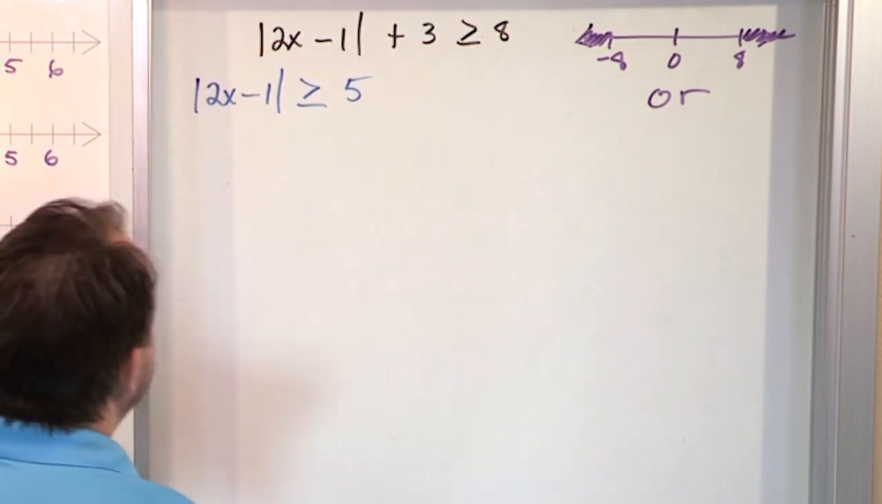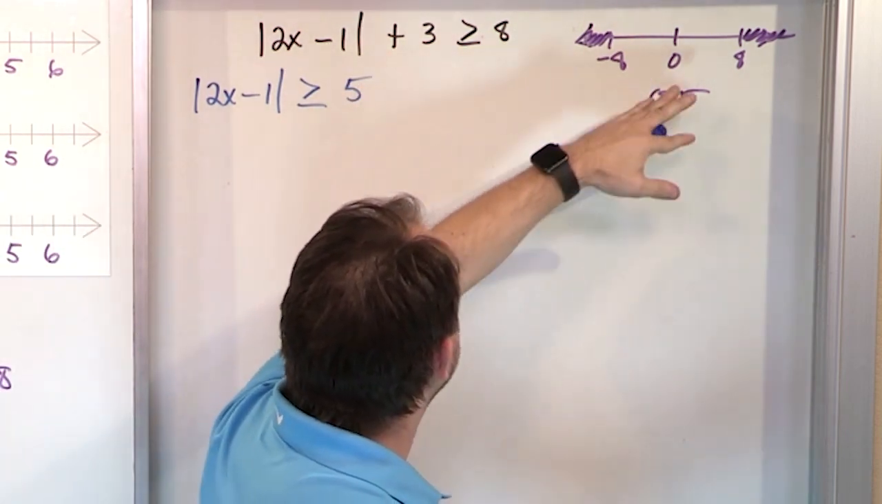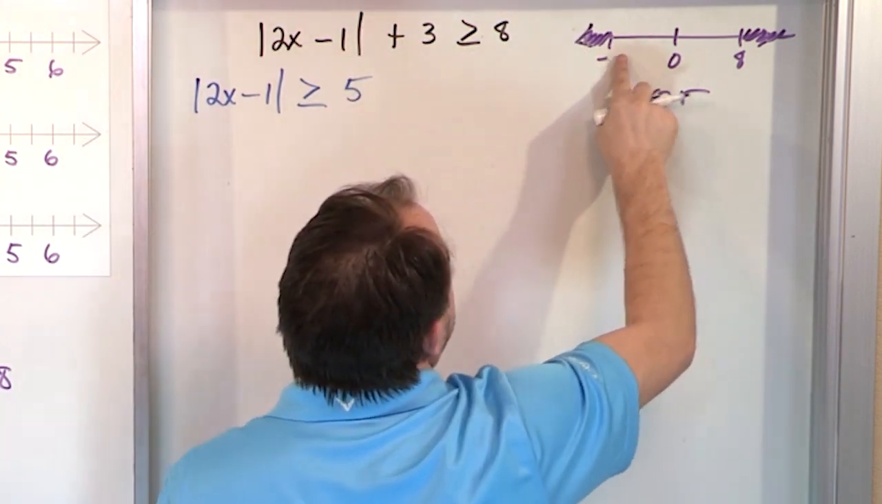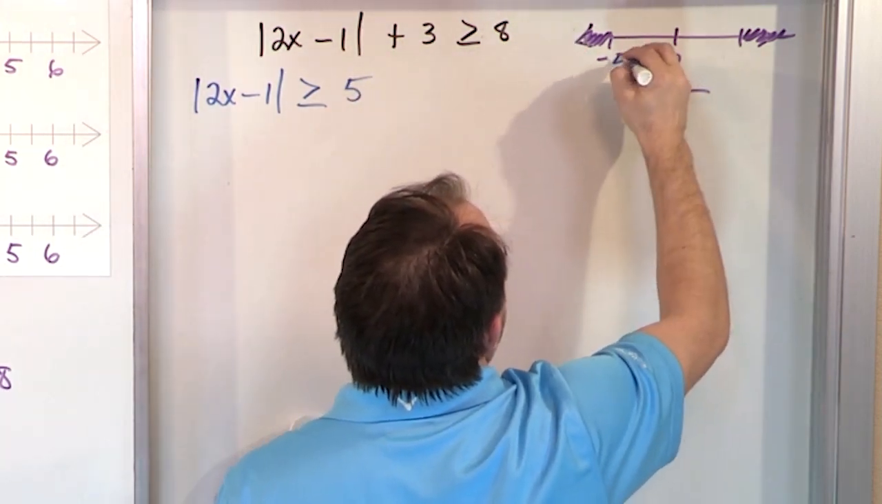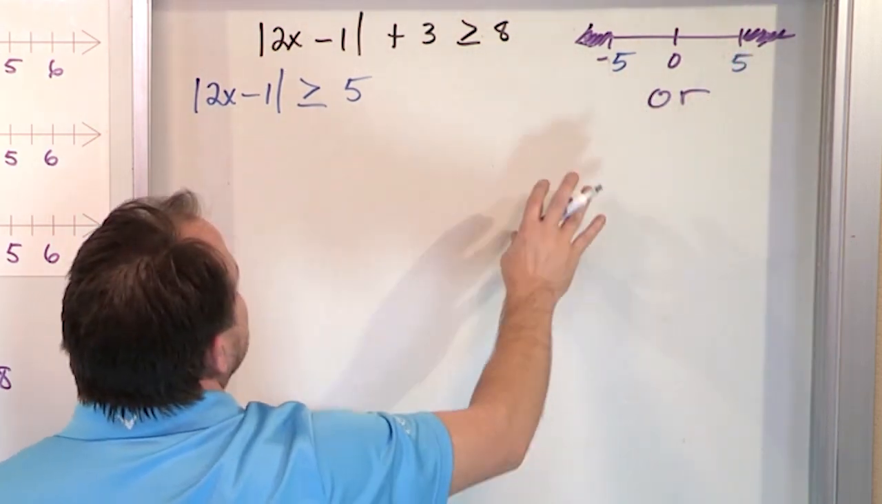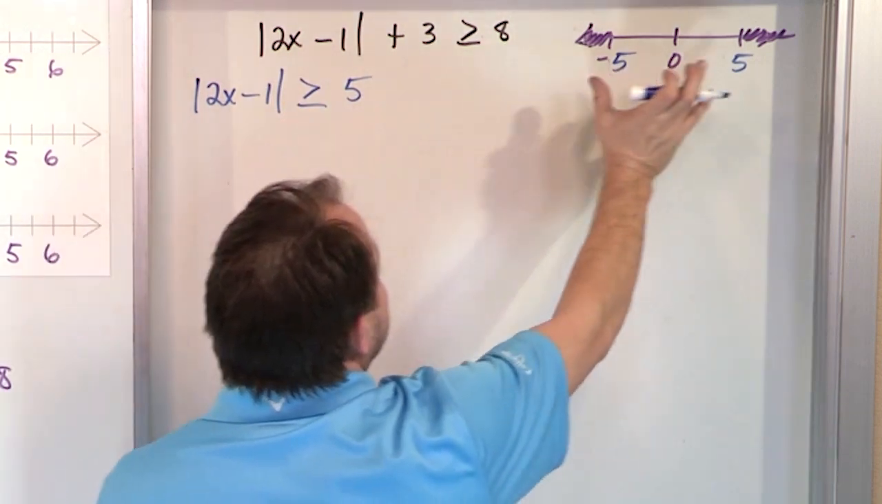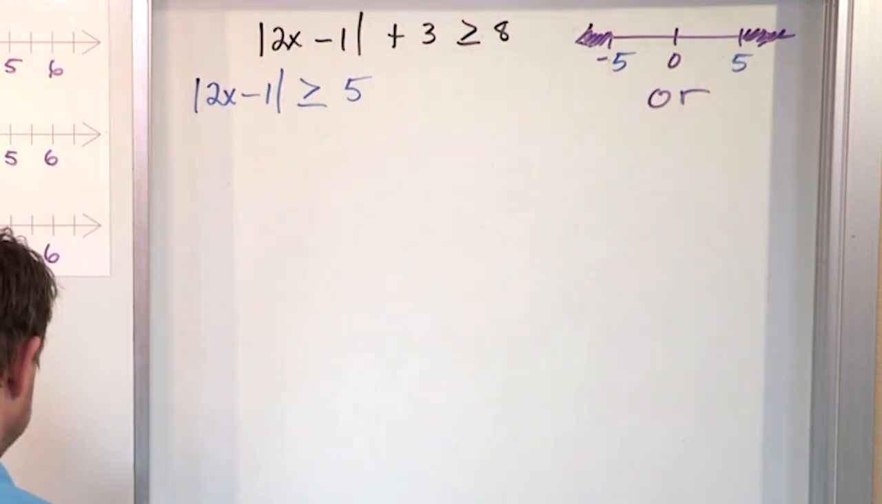And now, I could have done it another way. I could have ignored this and I could have said, just move the 3 over first and I can make this guy 5, negative 5, and positive 5. The point is, it's an OR type of situation because it's got to be greater than, this is going to be greater than 5 distance units away.